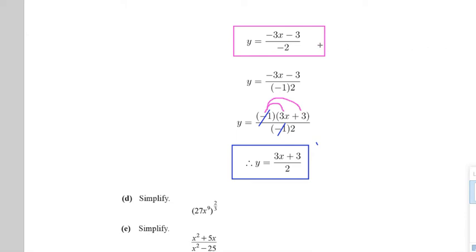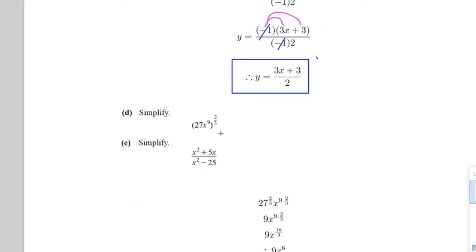Okay, here we go. So last one. Last thing in terms of this question, question 2, is simplify 27x to the power 9 2/3 and simplify this bad boy here. Now, what we're going to do with this is, of course, I'm going to expand the bracket.